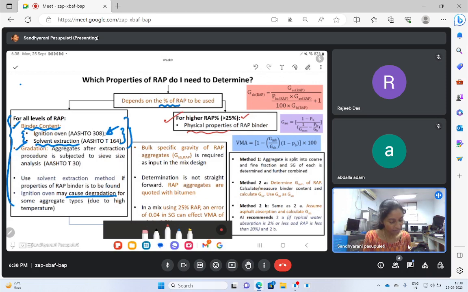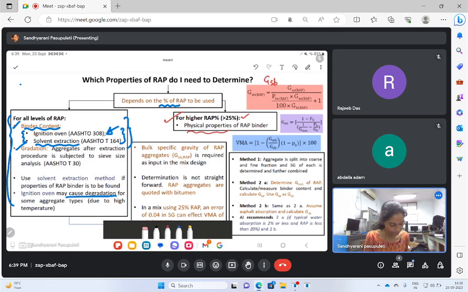Once we have performed the physical properties and removed the binder from the RAP aggregate surface, what should I do now with the aggregates I have? I need to calculate the specific gravity of those aggregates, exactly like the virgin aggregates. When I say specific gravity, that is the bulk specific gravity of the aggregates. But this process might not be the same because this still might have some bitumen on the surface. So how to go about that?